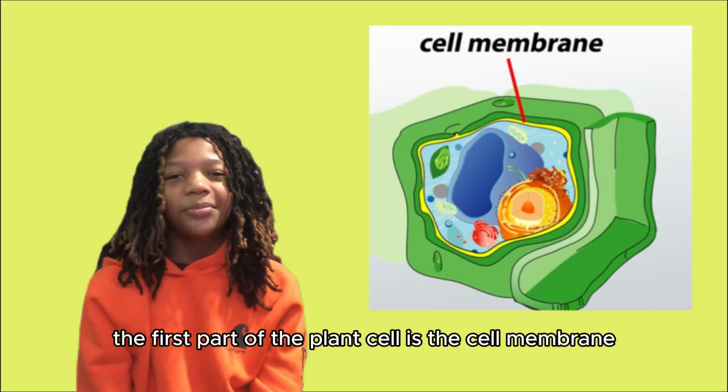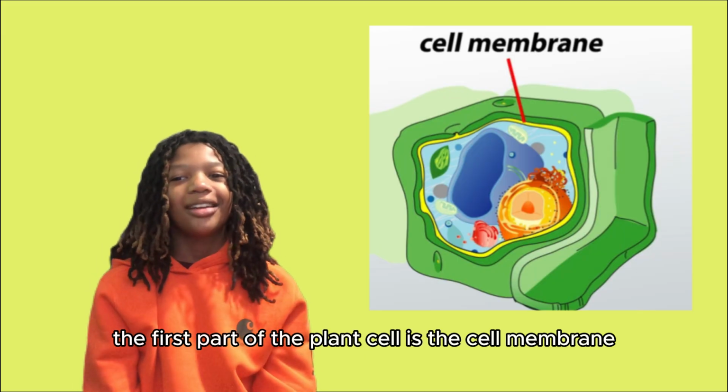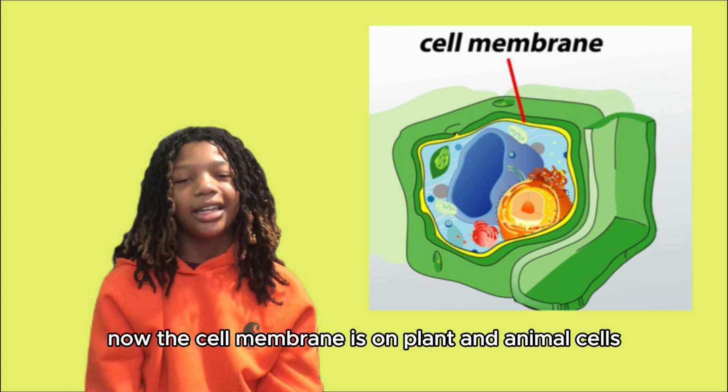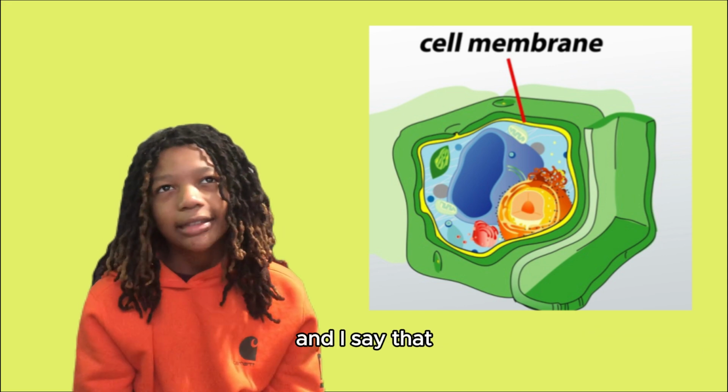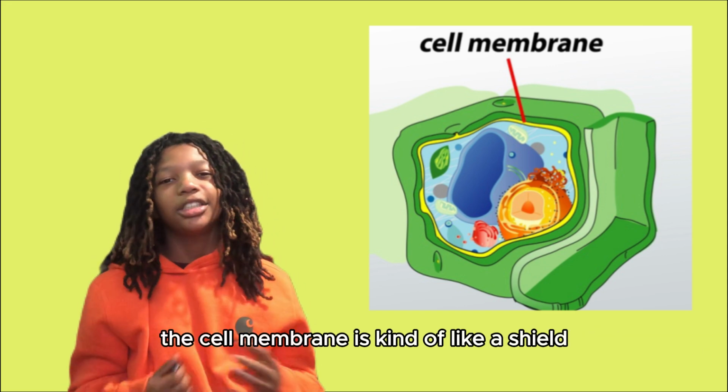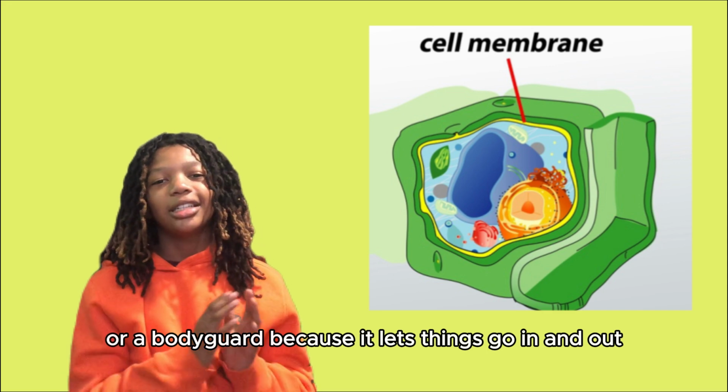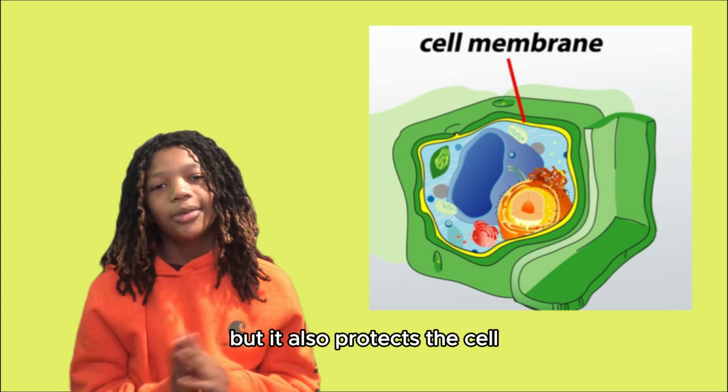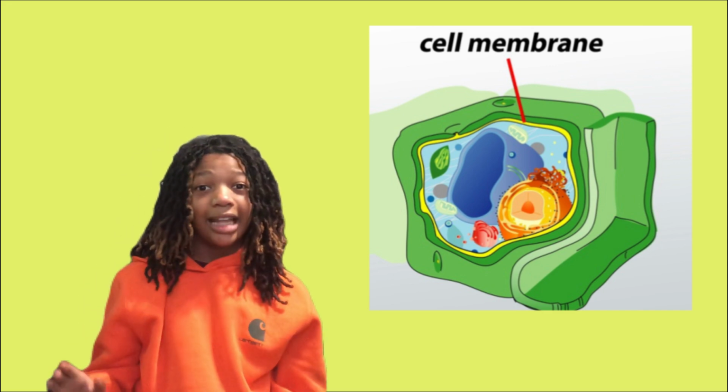So, the first part of the plant cell is the cell membrane. Now, the cell membrane is on plant and animal cells, and I'd say that the cell membrane is kind of like a shield or a bodyguard because it lets things go in and out, but it also protects the cell.